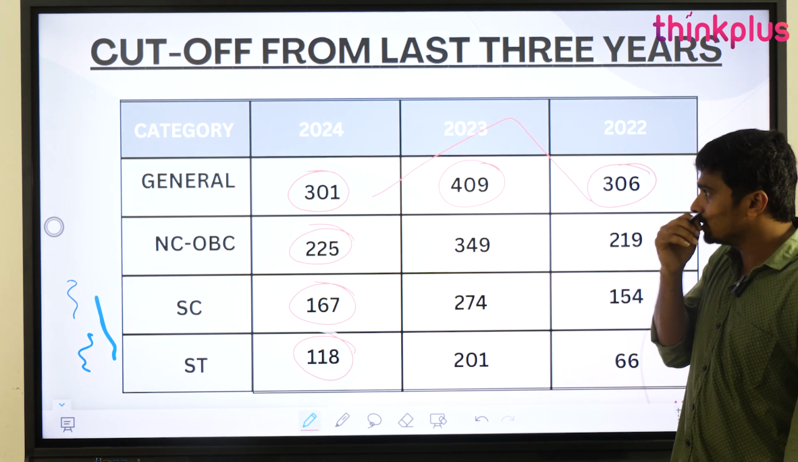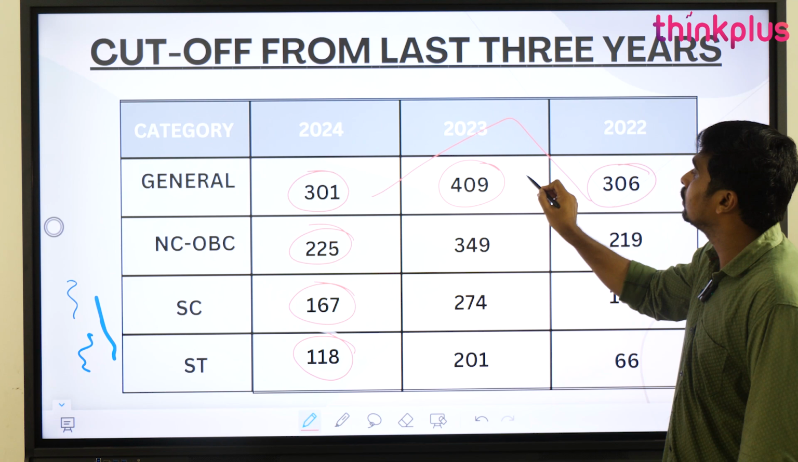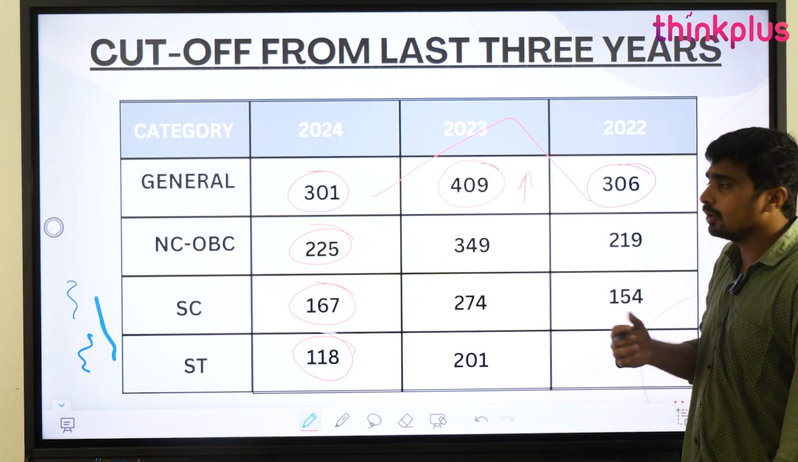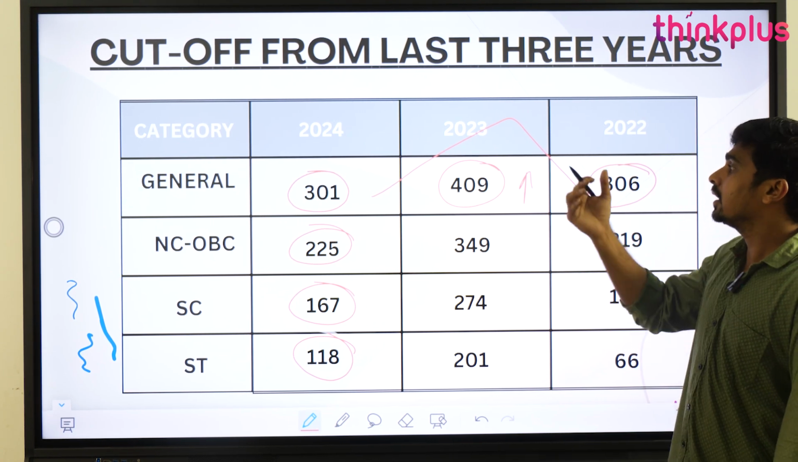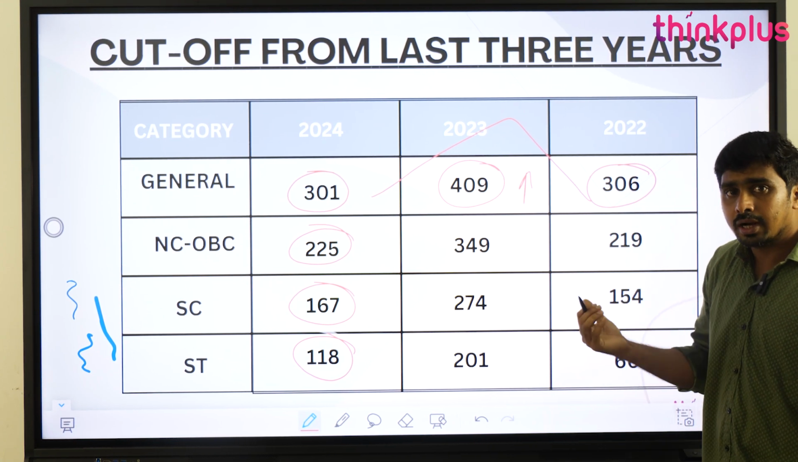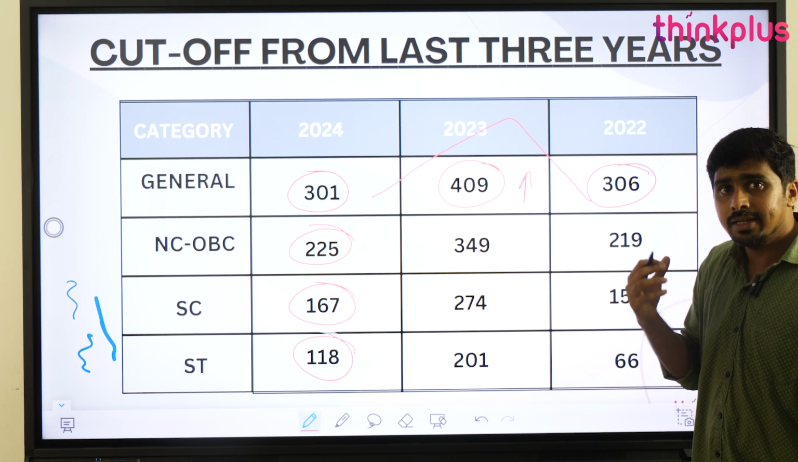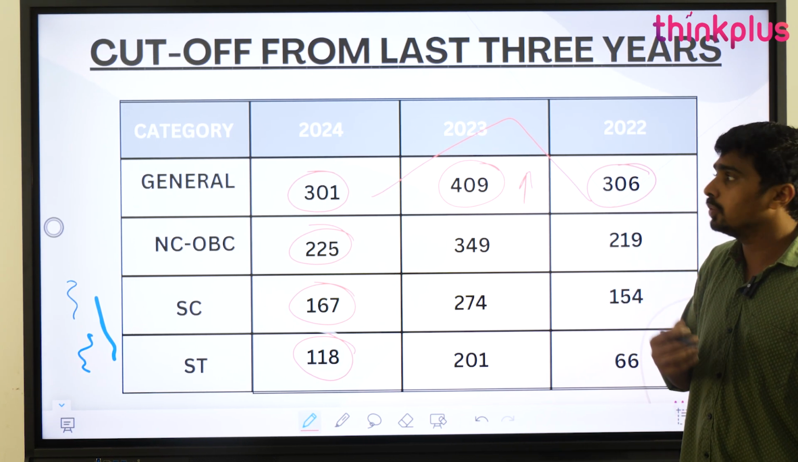Why is it volatile? If the paper's level of difficulty is lower, probably the cutoff will go up. If the paper is a bit difficult, a lot of people may not answer all the questions, so obviously it comes down, right? So depending or relying only on the cutoff is not a good suggestion. We will also discuss the ideal score you should target to get into IIM Rohtak.